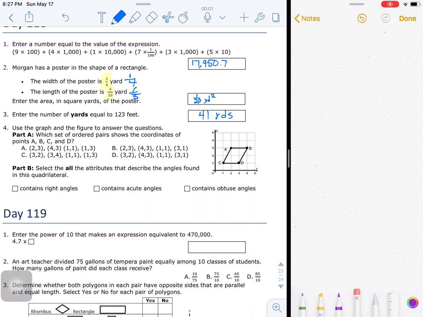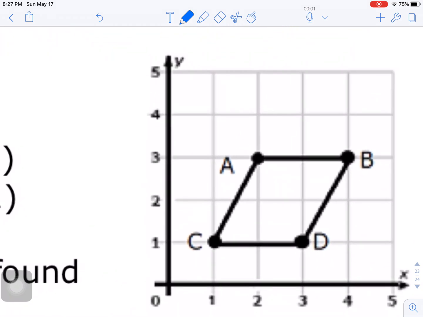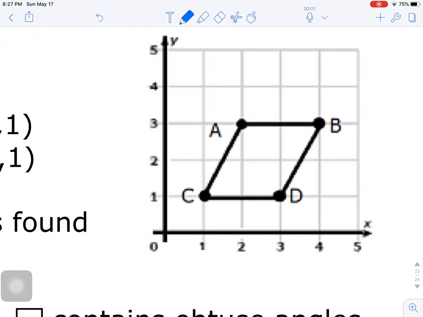Use the graph and the figure to answer the questions. Part A, which set of ordered pairs shows the coordinates of points A, B, C, and D? So the first thing I'm going to do here is go to my graph, and I'm going to write the coordinates for point A. So I start at the origin, 1, 2, and up, 1, 2, 3. So point A is 2 and 3. Point B is 1, 2, 3, 4, and up, 1, 2, 3. So I have 4 and 3.